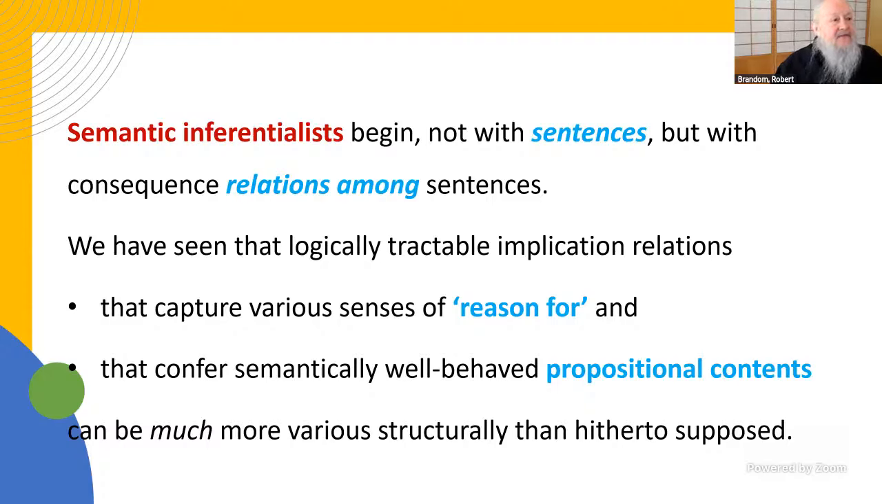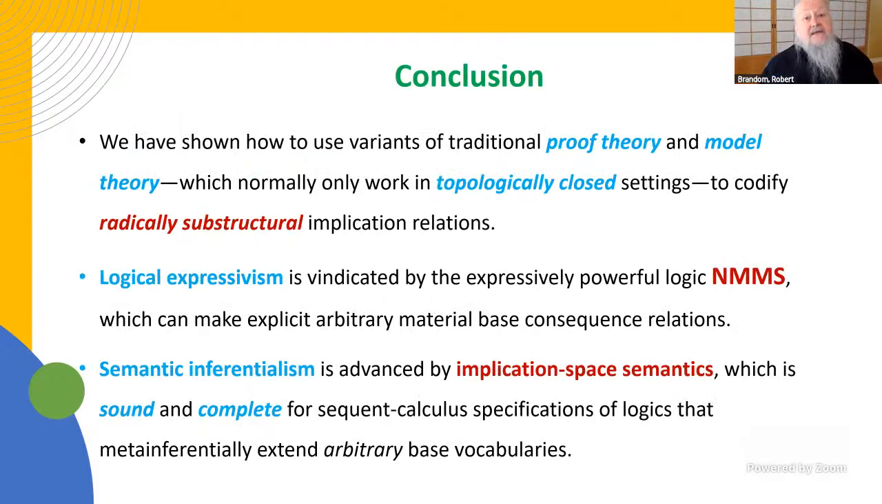We start not with sentences, but with consequence relations that capture a notion of reason for. And we've shown how logic and model theoretic semantics can understand those implication relations as conferring semantically well-behaved propositional contents on those expressions. That is, the two results I've at least waved my hands at show how to use variants of traditional proof theory and model theory, which normally only work in topologically closed settings, that is, ones that have monotonicity and that assume or enforce the transitivity and monotonicity of the consequence relations. But we've shown how to do the logic and semantics with radically substructural implication relations.